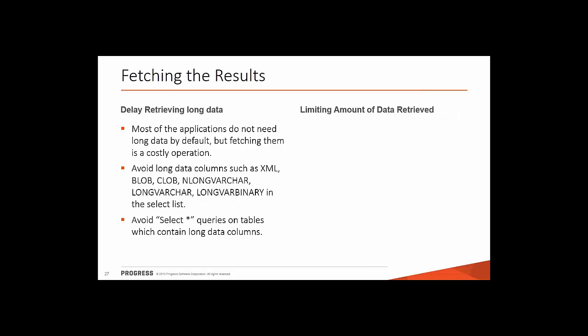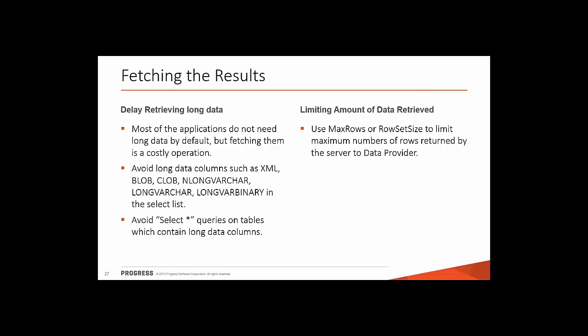Another way is limiting the amount of data you retrieve. Sometimes your table might have millions of records, but you just need the top 10 or top 15 records to be displayed at a particular moment. So you can limit the number of rows fetched from the server using your data provider's properties like max rows or row set size.